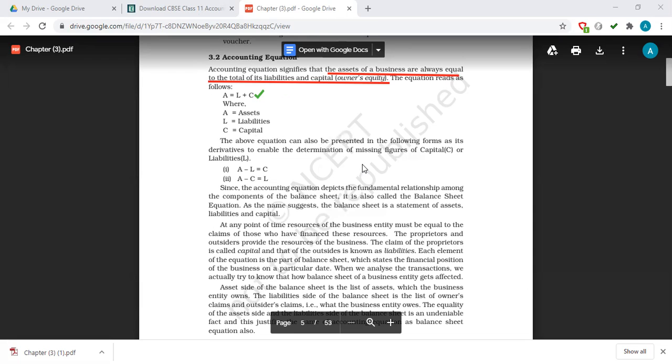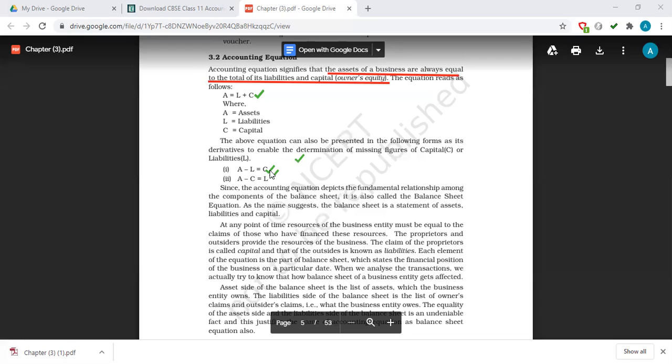The above equation can also be presented in other forms, as its derivatives, to enable determination of missing figures of capital or liabilities. If you want to know the capital, what you are going to see is assets minus liabilities, that gives you capital. Is it clear? If you want to know capital, you take this L to this side, so that goes to minus, basic equation of maths. So assets minus liabilities gives you capital. And if you want to know the liability, assets minus capital gives you liability. Is it clear? I hope you are clear with this.